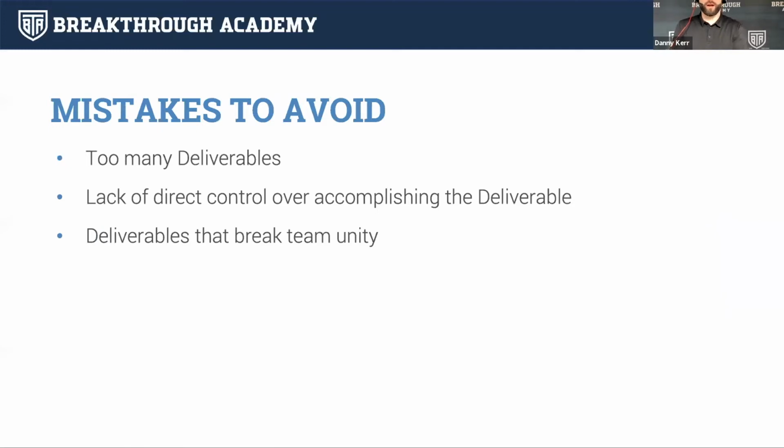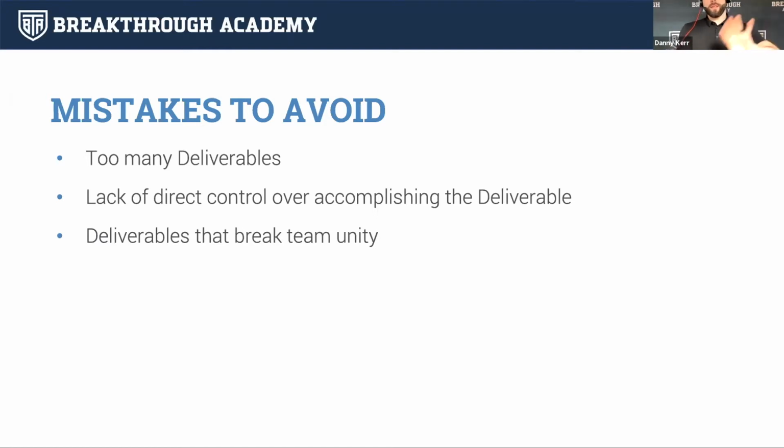It's not indirect, like, I have no real direct control over that. It all depends on John. And if John does his job, then maybe I can do my job. Try and help them have as much direct control over accomplishing it as possible. And ultimately, don't build deliverables that break team unity. Don't build it so that if one person does better, it actually hurts the rest of your team. Make it so that they all work together. I'll show you some examples of that in a second.